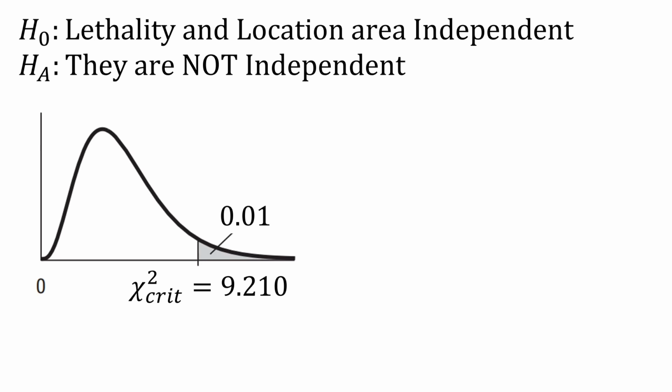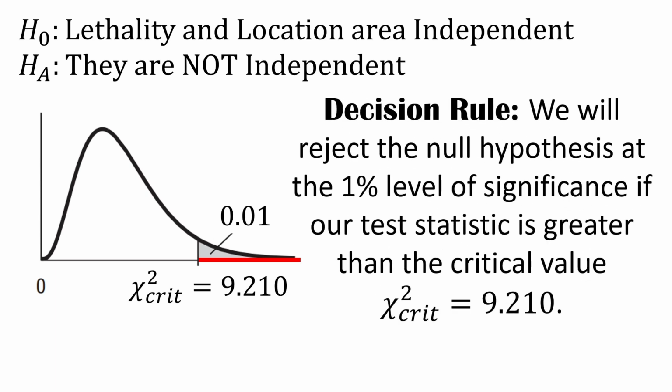So the sketch should look something like this. We have our critical value, 9.210. That puts 1% into the upper tail, and our rejection region marked in red. What's our decision rule? We will reject the null hypothesis at the 1% level of significance if our test statistic is greater than this critical value, 9.210.